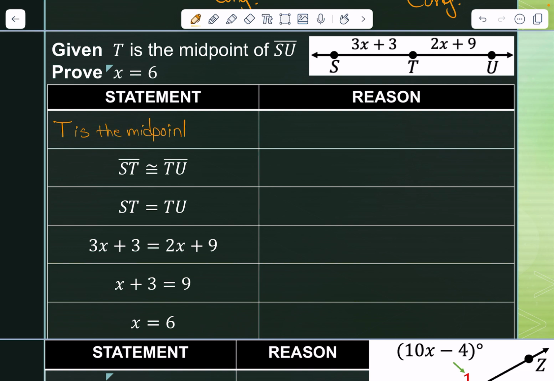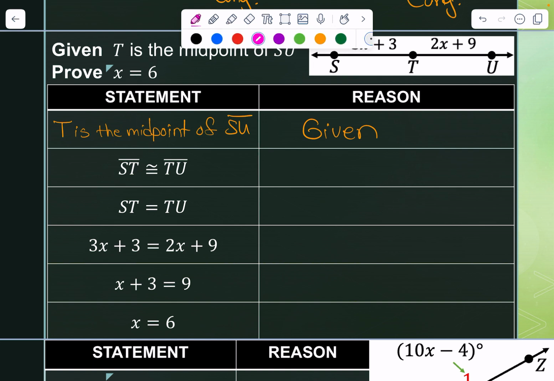So always in a proof, you're going to want to start with the given. T is the midpoint of SU. And the reason is always given. Now, when you look at writing a proof, you always want to ask yourself, okay, what vocabulary do I have and how can I use it? Well, if I know that it's a midpoint, by the definition of midpoint, then what I know is that those two segments, ST and TU, are congruent by the definition of midpoint.